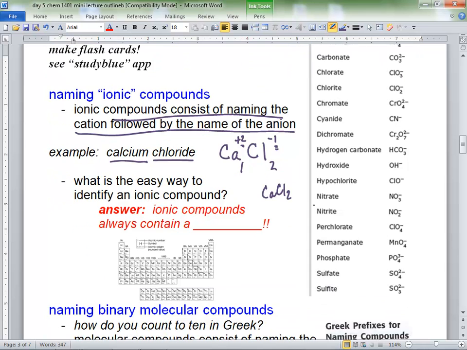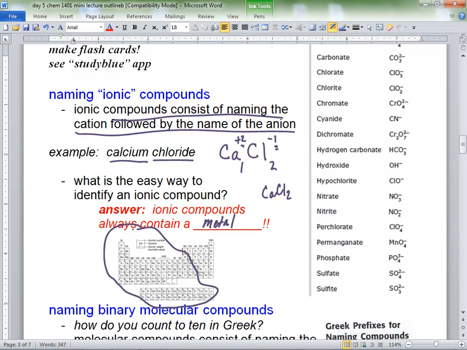So an easy way to identify that you're naming an ionic compound, and the rule is name the cation, name the anion, you have to see a metal. Because metals are always positive. If you see a metal, I've got to figure out what that cation is, I've got to figure out what that anion is. And remember, those metals are pretty much the whole periodic table.